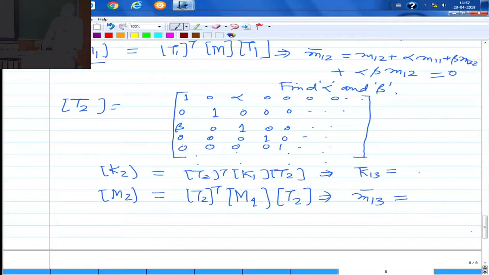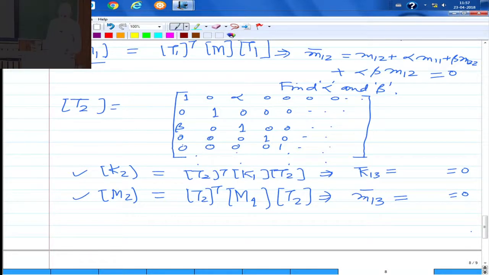And then you will find new values of alpha and beta by setting this equal to 0. Once you get alpha and beta, you get T2, and you get this new set of matrices K2 and M2, and you continue this. So now you will have to do this for all the off-diagonal elements once.